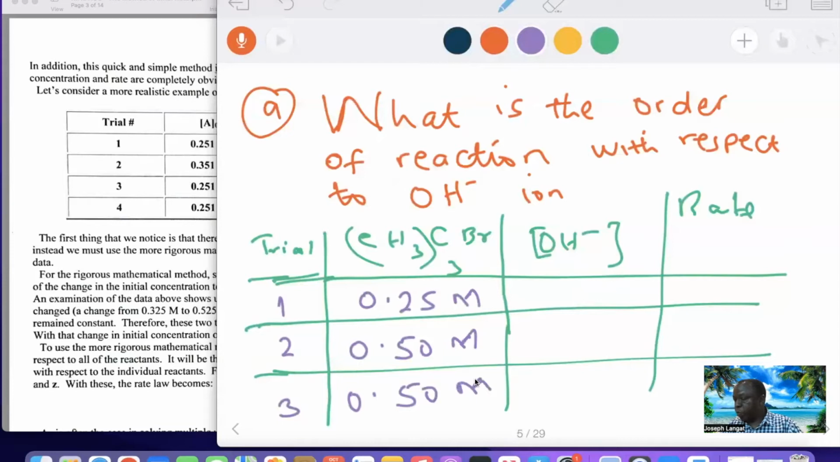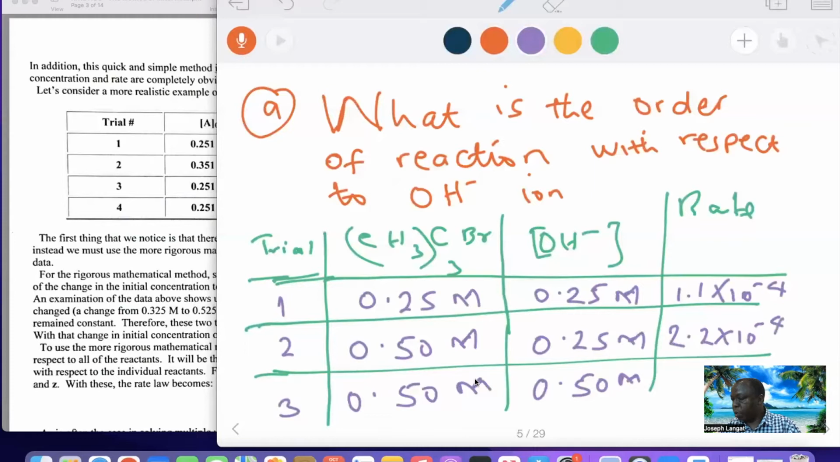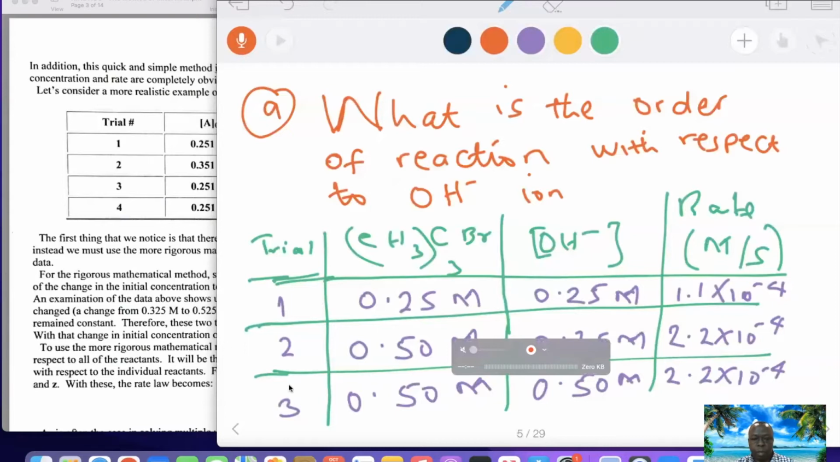Experiment 1, concentration for hydroxide: 0.25 molar, 0.25 molar, 0.50 molar, and the rate for each one of them here is 1.1 times 10 raised to negative 4, 2.2 times 10 raised to negative 4, 2.2 times 10 raised to negative 4. This is the rate in molarity per second, the rate at which the concentration is changing for experiment 1, experiment 2, experiment 3. You should understand that this is experiment 1 going across to experiment 2, experiment 3.